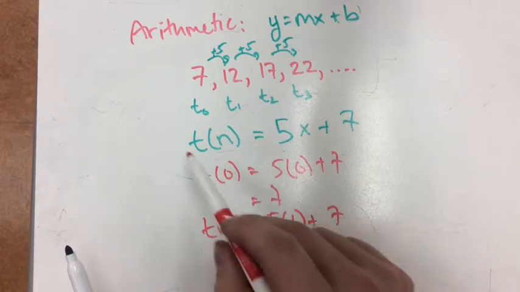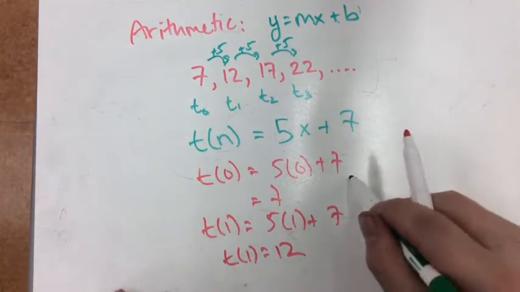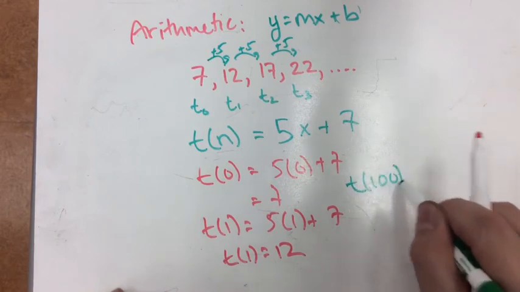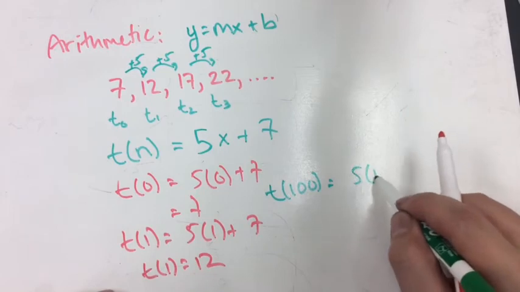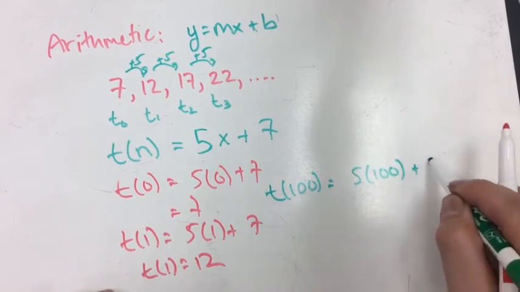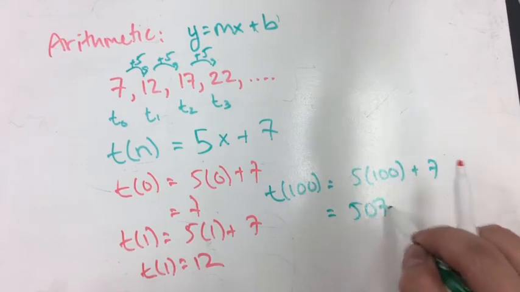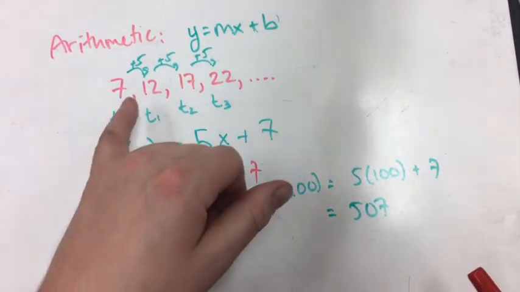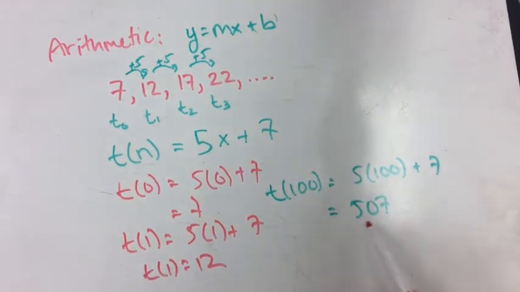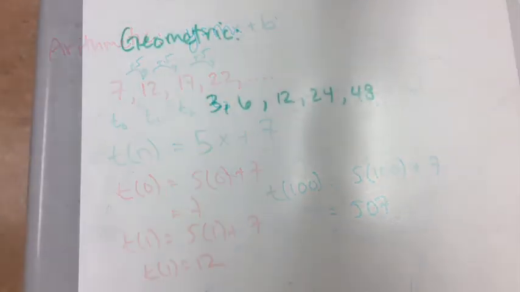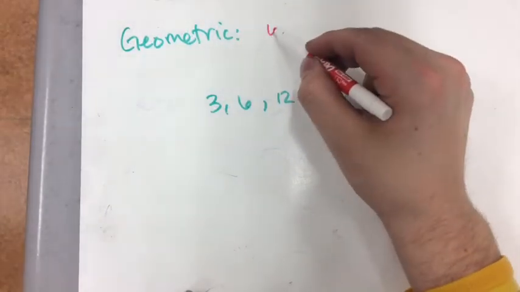So now we can find any term number we want. So let's say I asked for t of 100. Well, since we have an equation now, all we do is say 5 times 100 plus 7, which is going to be t of 100 is 507. So if we were to continue the sequence out until the 100th term, we'd actually find that the 100th term is 507.